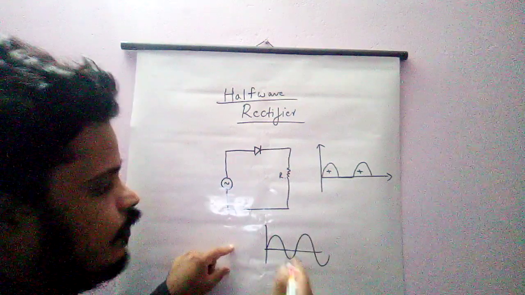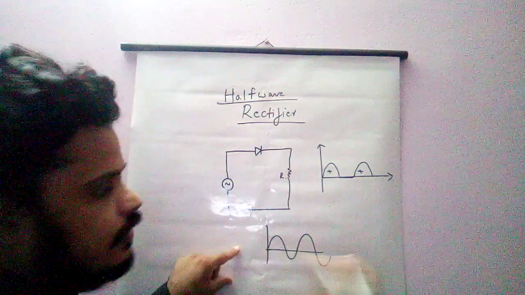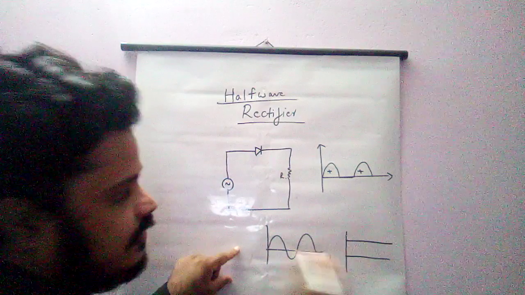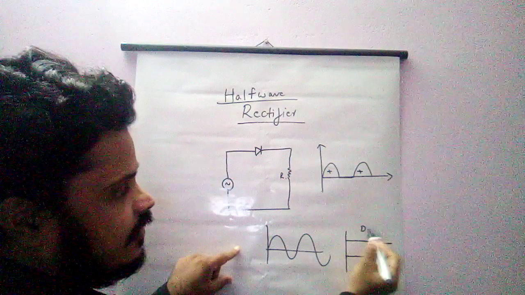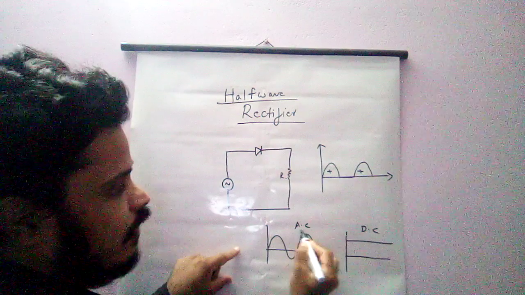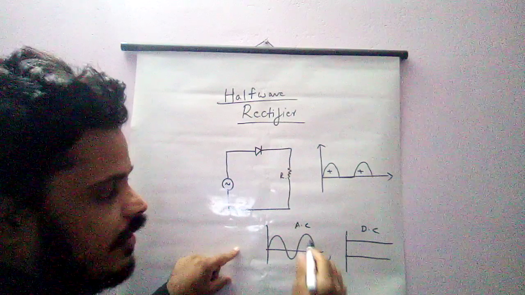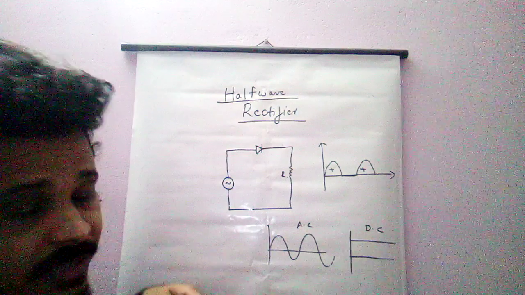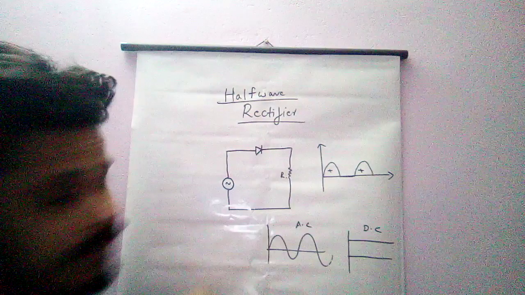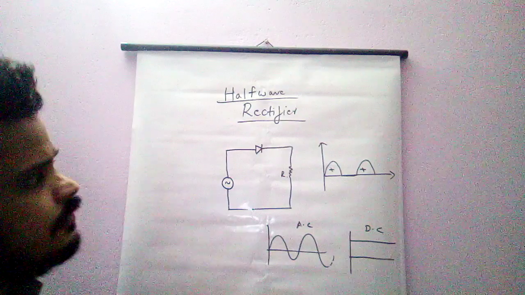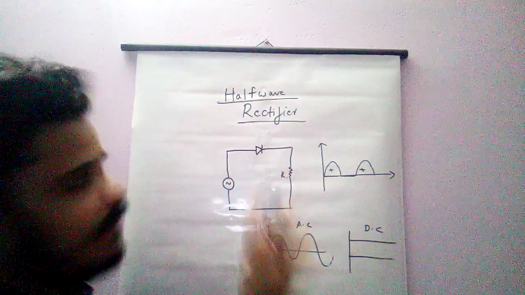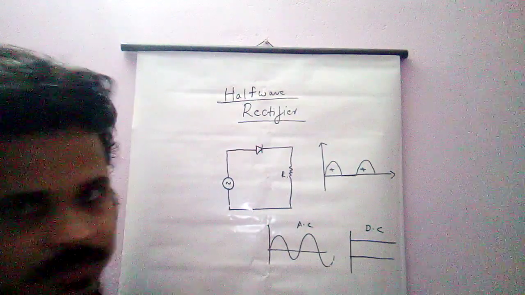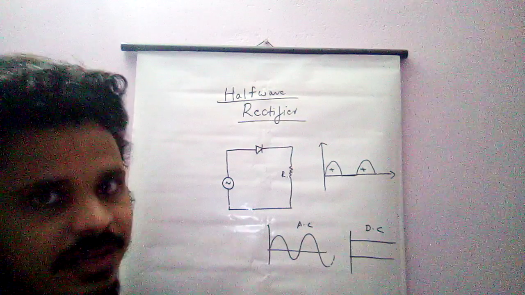If you want to convert the sinusoidal wave to a steady state current, this is AC and this is DC. So if you want to convert AC to DC, that is, make the sinusoidal wave into a direct current, we use a rectifier. So this is what a rectifier is. These rectifiers are classified into various types, and we'll learn about what a half-wave rectifier is.